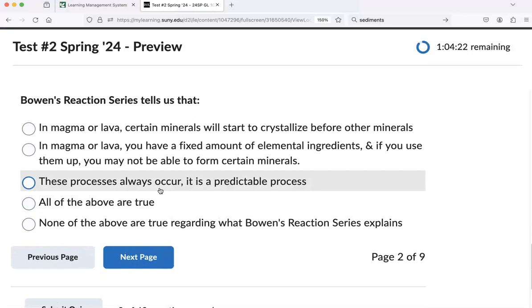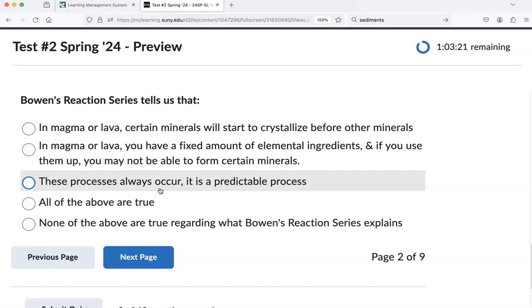So ways back, there was the gentleman, Mr. Bowen, who sat there and watched lava cool, apparently, for some time, and probably made some attempts at magma in his lab. I think it was a long time ago, so it was probably hard to get the pressurization, but you never know. And he realized a couple things. He realized that in magma or lava, certain minerals will always start to crystallize before other minerals. He also realized that in magma or lava, you have a fixed amount of ingredients. You can't pour in a bucket full of iron to keep it going. I suppose you could really mess with it if you wanted to stand on the lava fields, but for all intents and purposes, it's a closed system, right? So you have a certain amount of elemental ingredients, and once you use them up, you can't grow something that might need it that comes next. That's that whole reaction series. Remember Bowen's reaction series.